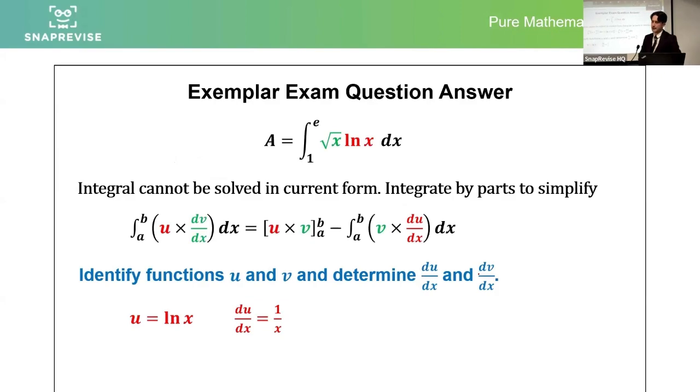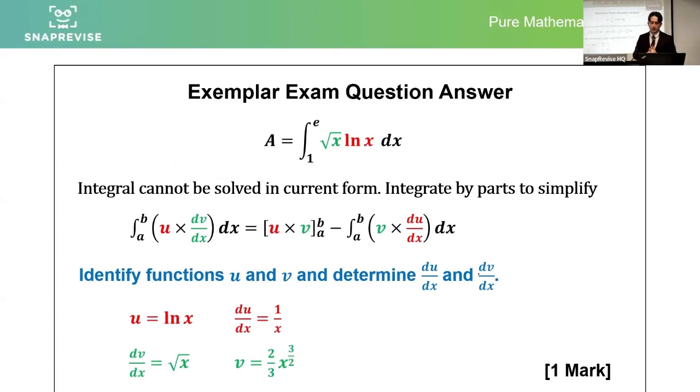That means that the v dash, the dv dx bit, is root x. So we actually then need to integrate that. That's the one tricky bit. So we need to add 1 to the power and divide by the new power. And that's what we're subbing in.